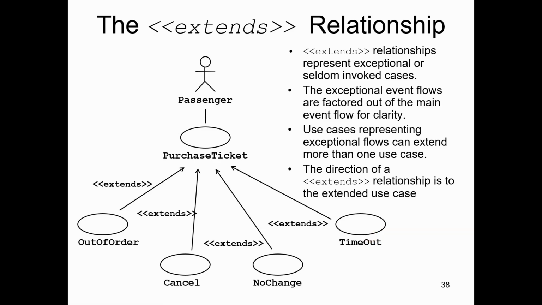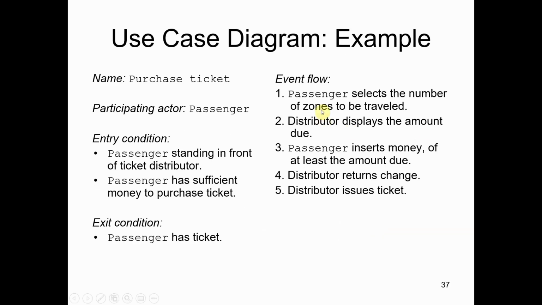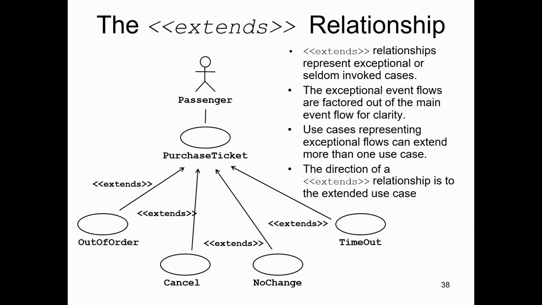Say the passenger pauses too long at a certain step, just selects the zone, then walks away and forgets to hit the cancel button. What happens? You have a timeout. We call these exceptional cases, and they are added to the normal usage of the system. So these are the extend relationships.